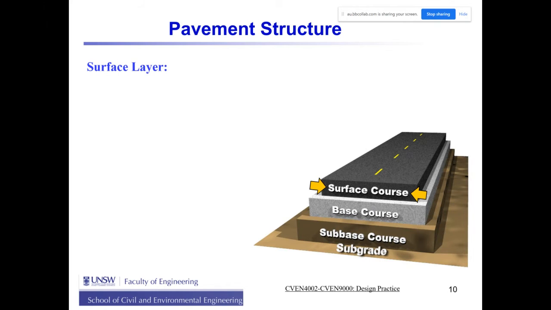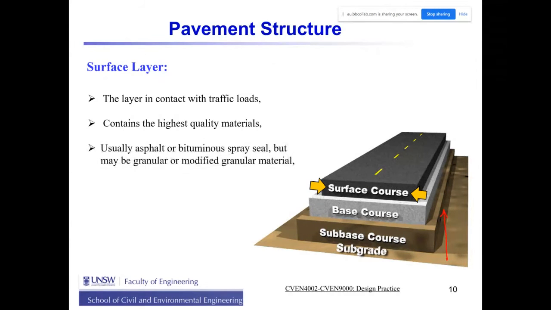After that, we will have the surface course. So there is a general rule. When we come from the bottom layer to the top layer, the quality of the material that we are using will increase. So the best and the highest quality material that we are using is related to the surface. This layer is in contact with traffic load. It contains the highest quality material. For flexible pavements, we are using asphalt, or we can use bituminous spray seal.